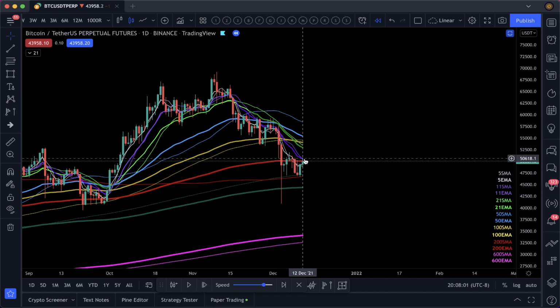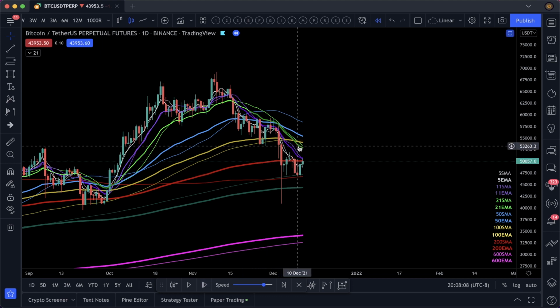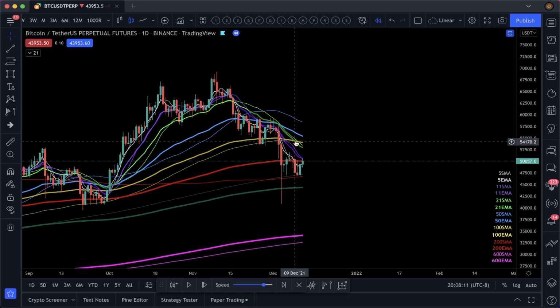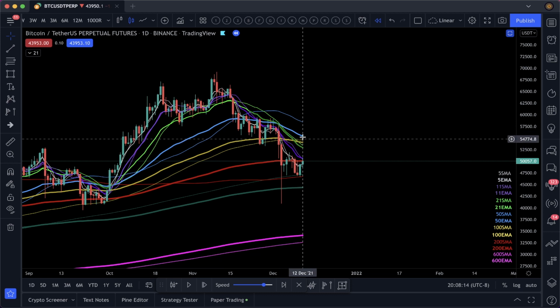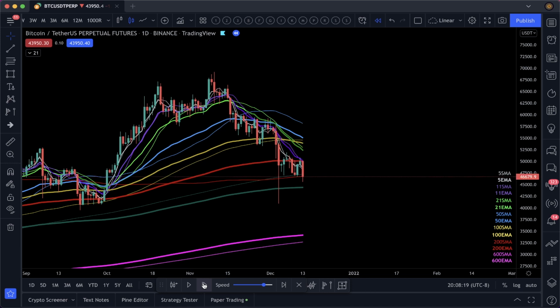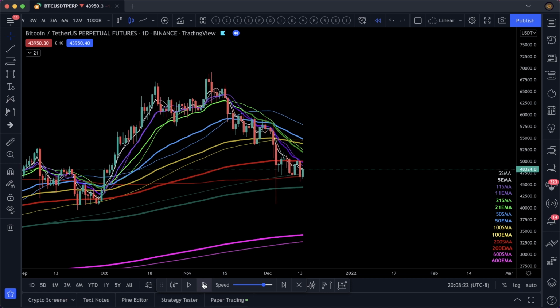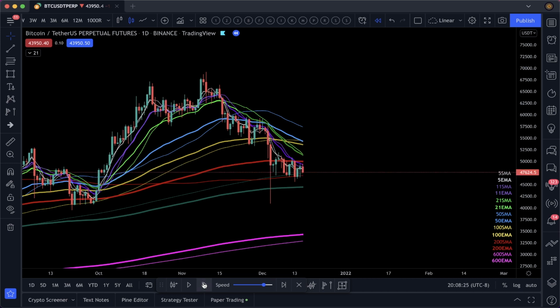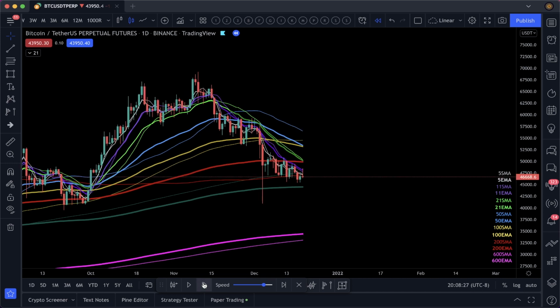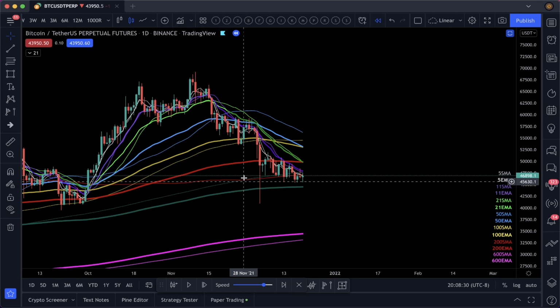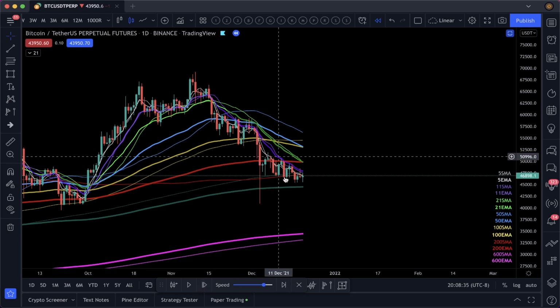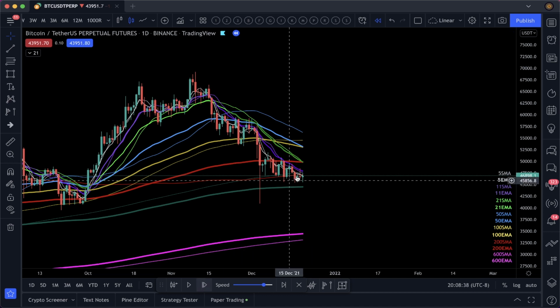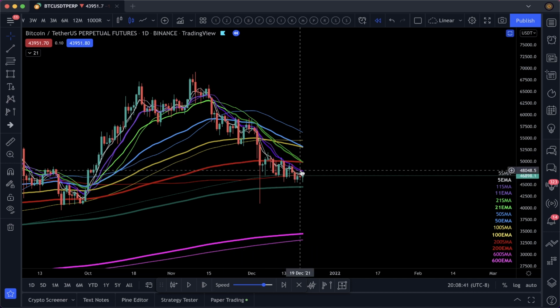I mean, your 5 is still below your 11, your 11 still below your 21, your 21 is below your 50, and your 50 is getting close to crossing down the 100. We'll go smack down again. But your 200 is still above, okay? So this is why this is acting as support this whole time, right? But also as resistance. These smaller EMAs here, your 5 and your 11, are acting as resistance. That's why it keeps crashing.